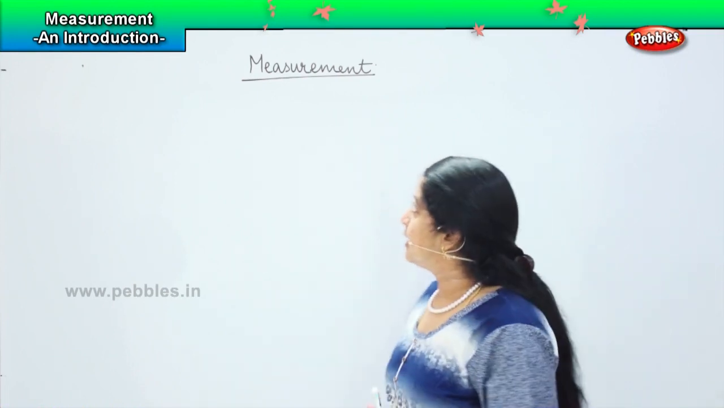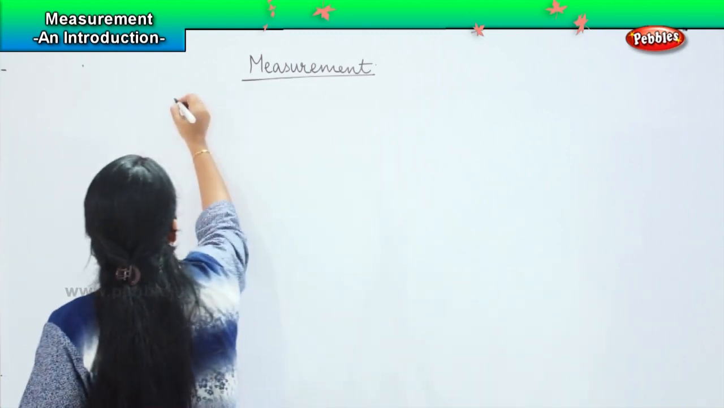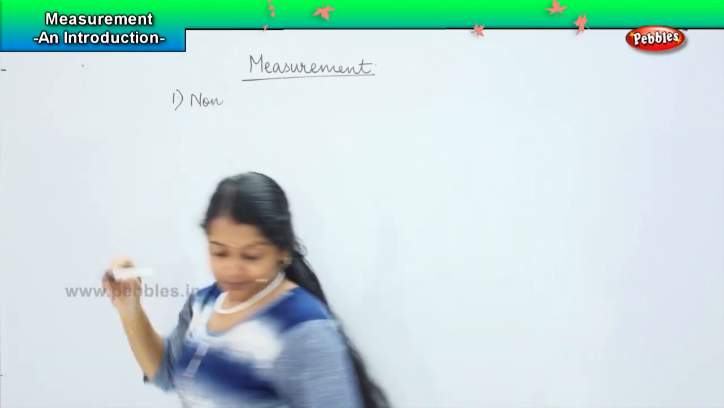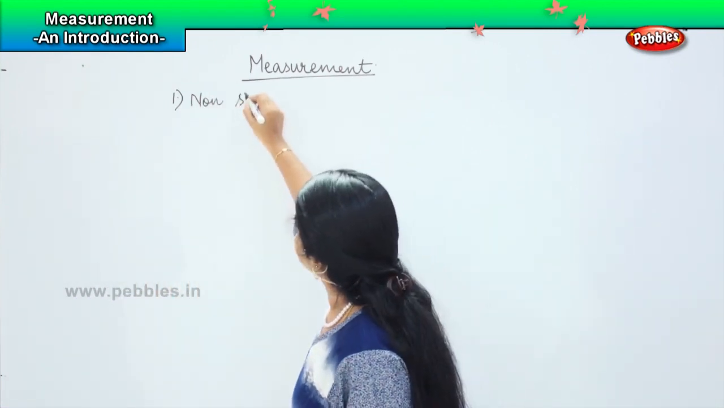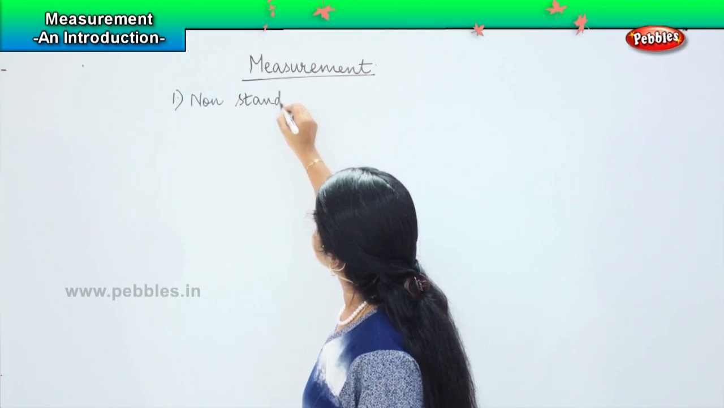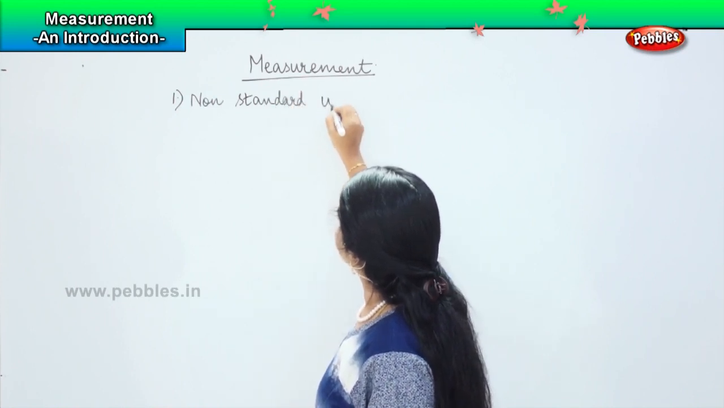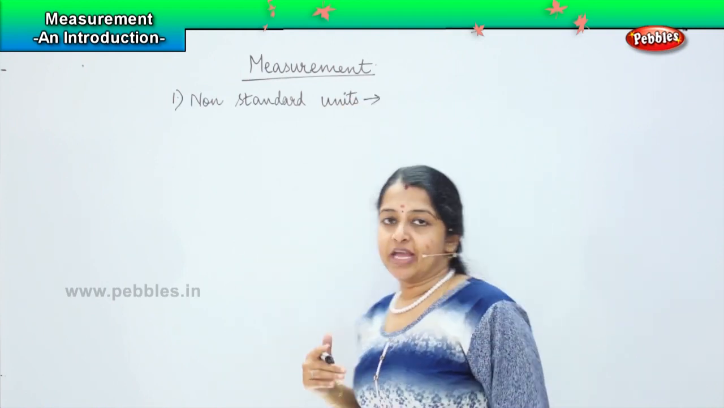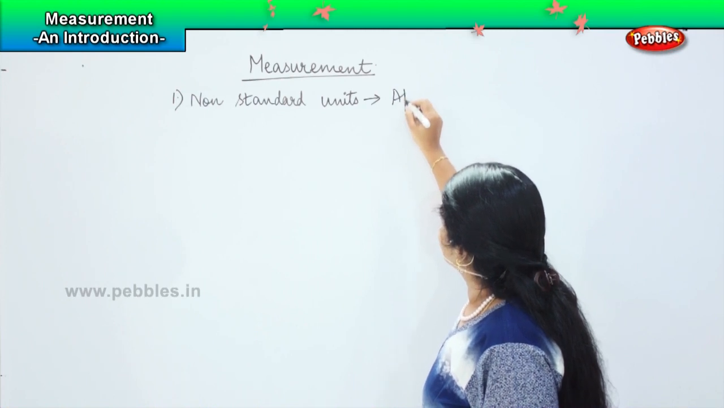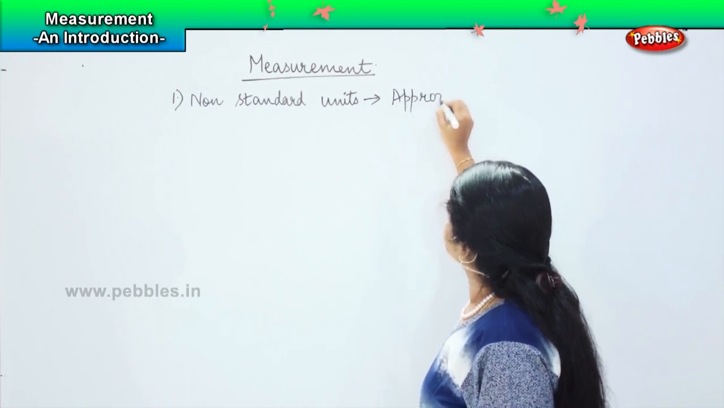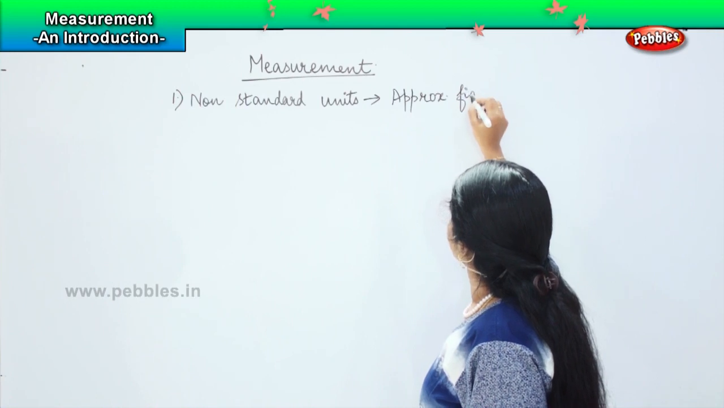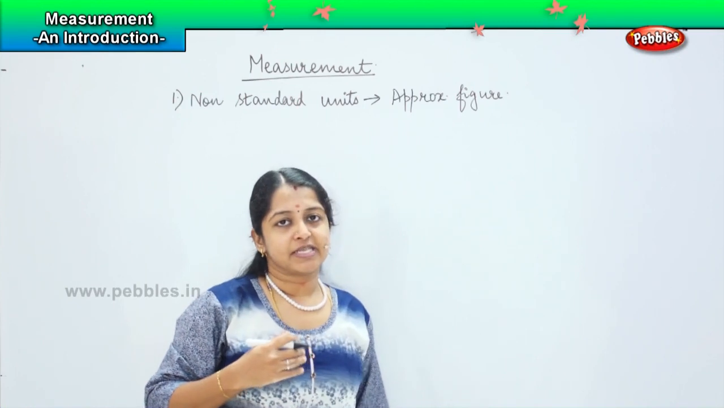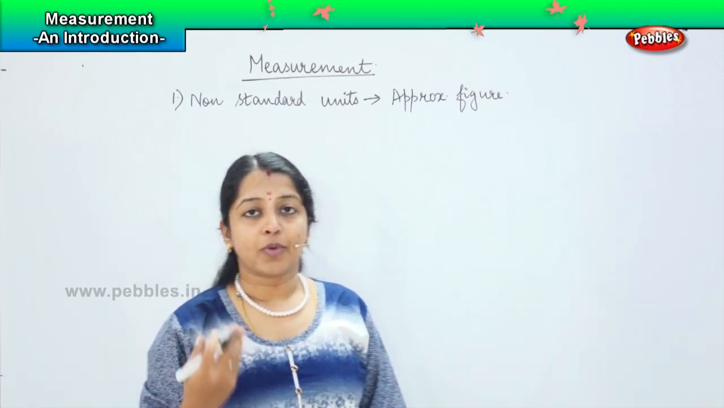So, in earlier days, when these things were not invented, they were categorized on non-standard units. Okay? So, non-standard unit is something where we will be getting the value in an approximate value. I will not be able to get the exact value because here I am measuring something on the basis. It's like an approximate value.